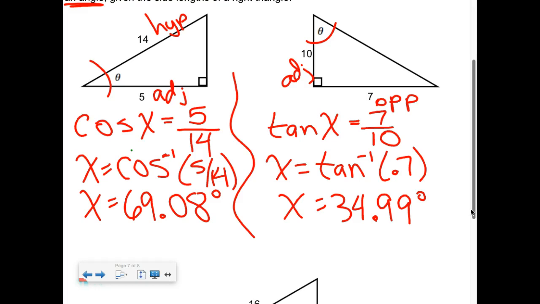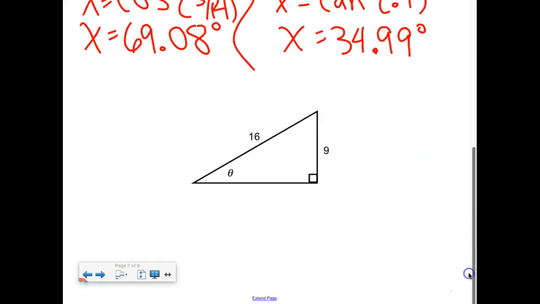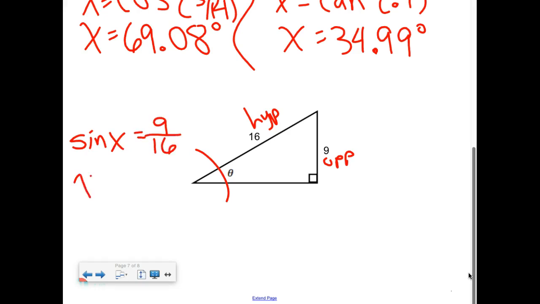Yeah, way, way faster. All right, so if we've used cosine and tan, what do you think the last one's going to be? Sine, yeah. All right, so this one, our angle is down here. I'm giving you the opposite, and I'm giving you the hypotenuse. So, yep, we know we're using sine. So I'm going to have sine x equals opposite over hypotenuse, and we're going to do the inverse.